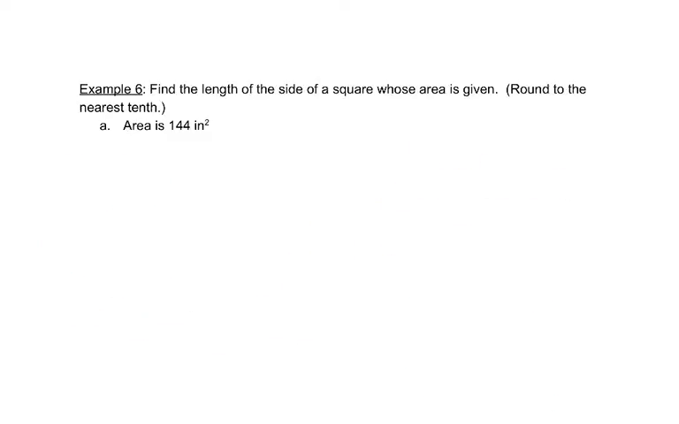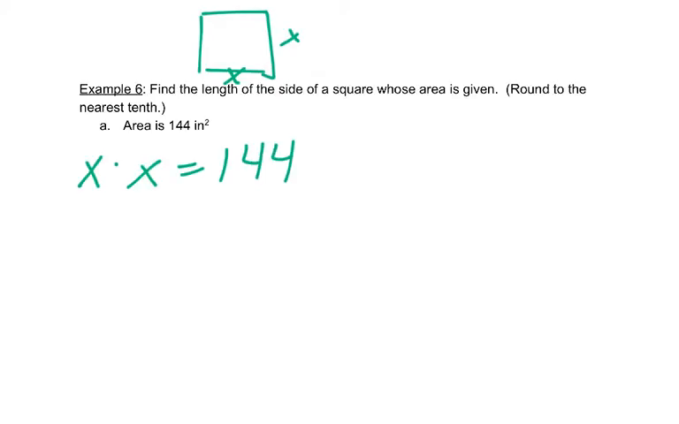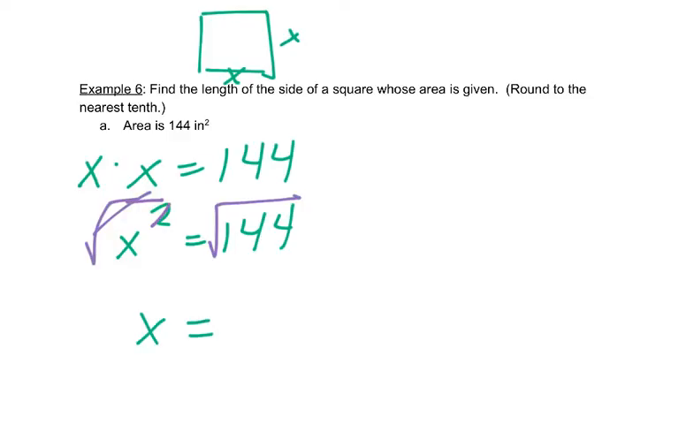Example 6 says find the length of a side of a square whose area is given. So we know that in a square the sides are the same. So if I have a square and this side's x, this side has to be x also. So x times x has to be 144, or we could say x squared is equal to 144. In order to get rid of that squared, we have to use a square root. And that cancels that out over here. That gives me x. And you can type in the square root of 144 into your calculator, and you get 12 inches for the side.